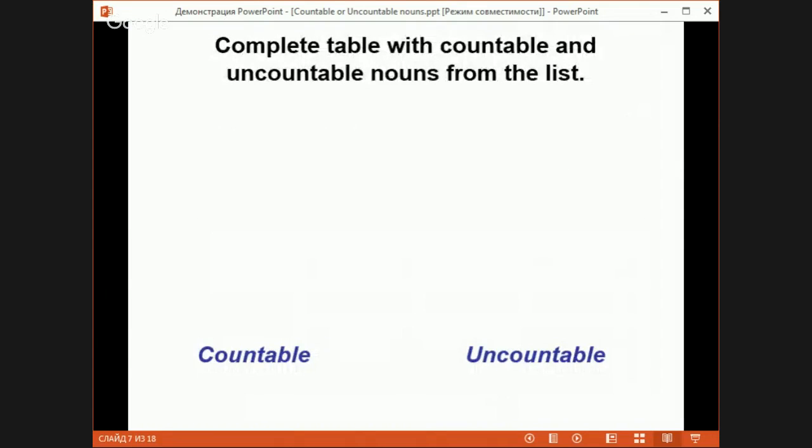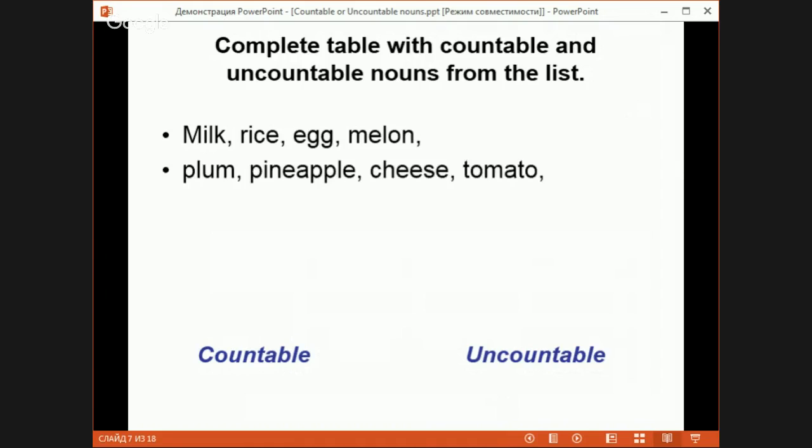Good. Okay, so now we're going to practice, and you will need your papers and pens. Your job is to complete a little table with countable and uncountable nouns from the list that I will show you immediately. So, milk, rice, egg, melon. Please write down what is what. Countable in one section, uncountable a different section. Plum, pineapple, cheese, tomato. Distribute. Countable, uncountable.